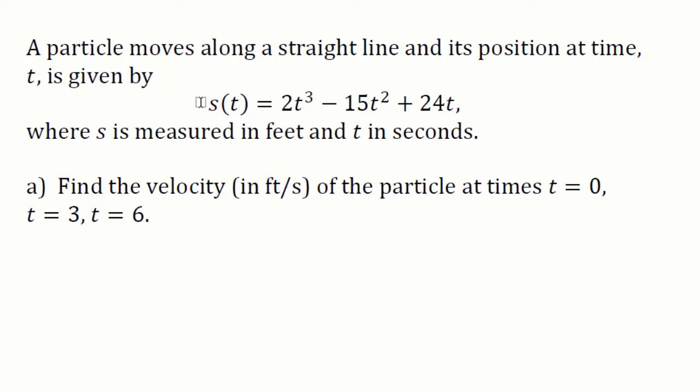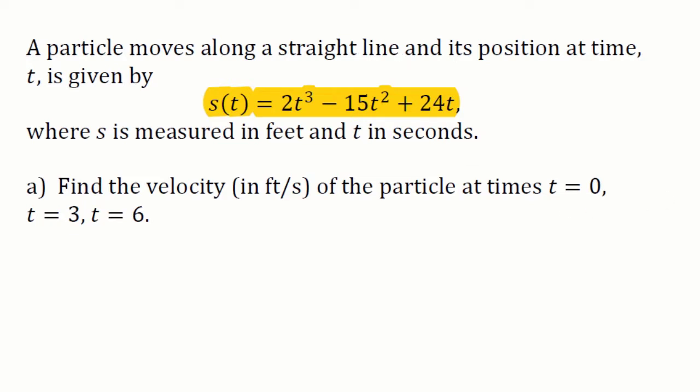just as I was introducing that understanding earlier, what we have here is called the modeling function. The position function at time t is being modeled by this function s of t equals 2t cubed minus 15t squared plus 24t. And s is measured in feet and t is measured in seconds. We're assuming the particle we're studying is only moving in a straight line.